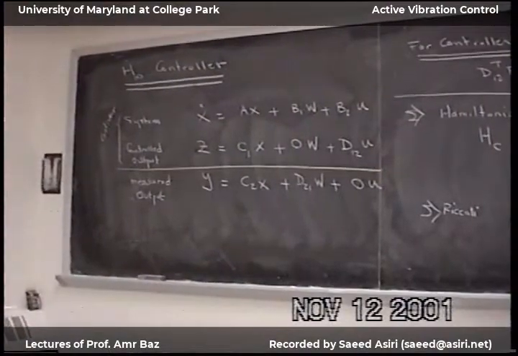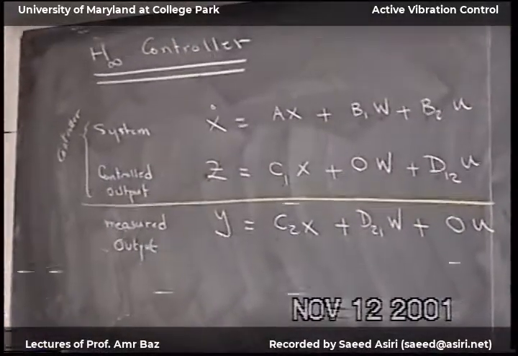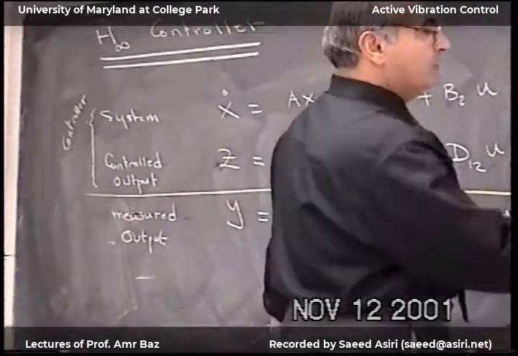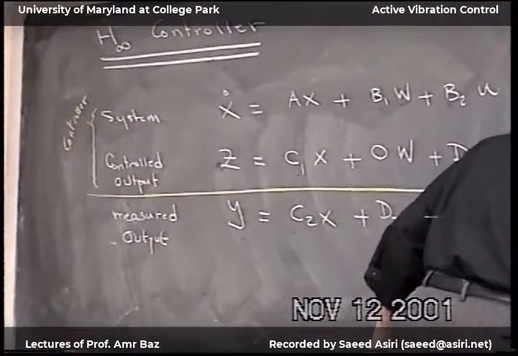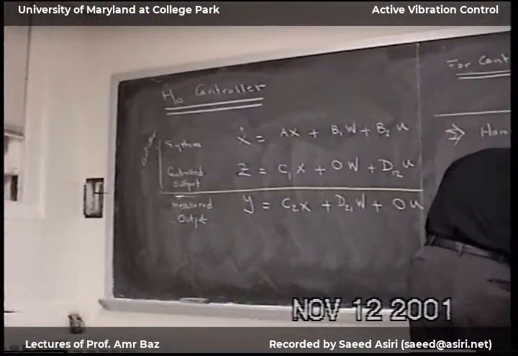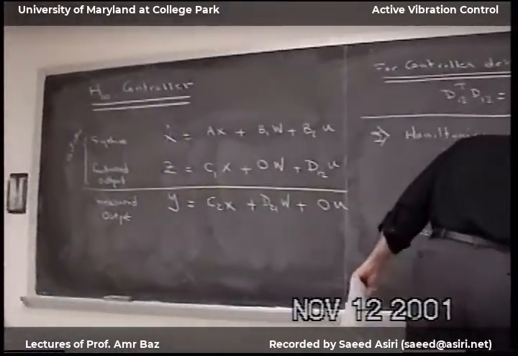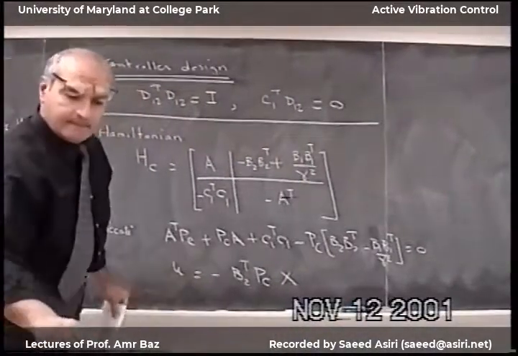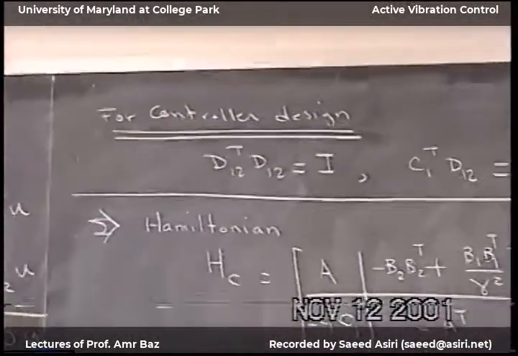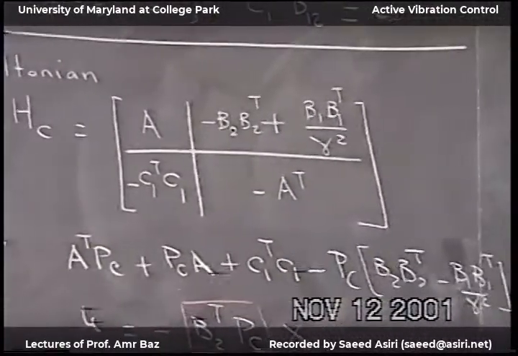B1 transpose is equal to 0. And the solution for the control action was U is equal to minus B2 transpose P C times X. Okay, I solved this in detail.